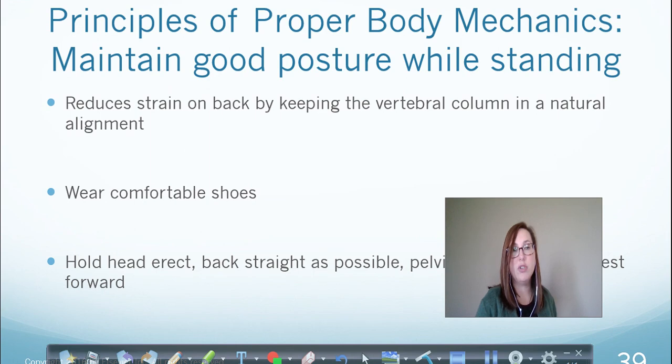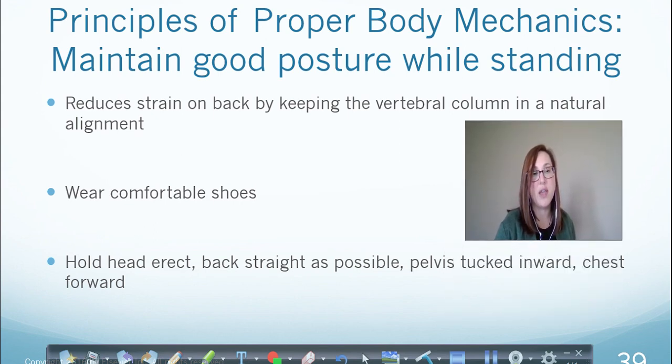Again, good posture, you're reducing strain on your back by keeping that vertebral column in a natural alignment. Comfortable shoes are helpful because you're on your feet all day. You want to make sure you're holding your head up and keeping your back straight, your pelvis tucked inward, and your chest forward. Your posture just provides good balance and stability for you. Just keeps, again, your vertebral column in that natural alignment. And there is a picture in your book on page 420. It's figure 29 that gives you an example of this.